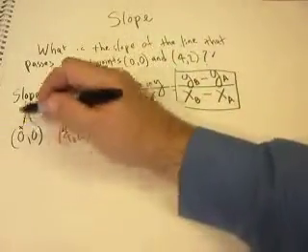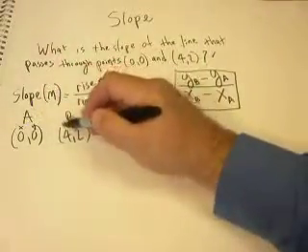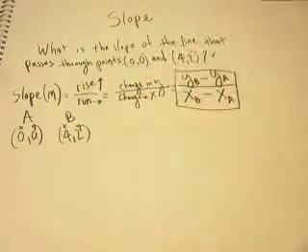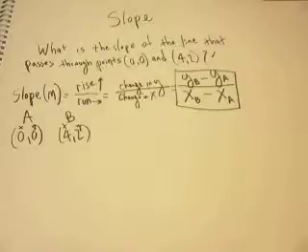But remember, this is the x for A and this is the y for A. This is the x for B. This is the y for B. Okay, I'm just labeling my points. Your x is always to the left, your y is always to the right.